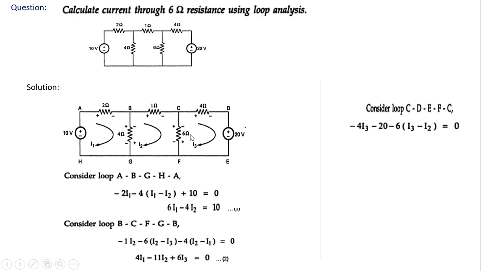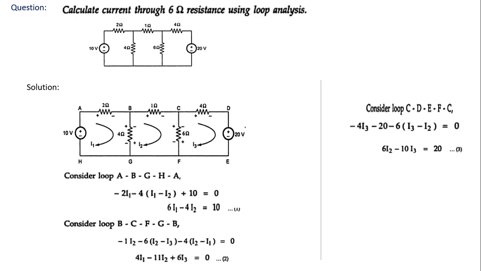And then consider the 6 ohm resistor, that is the voltage drop across the 6 ohm resistor. Here minus 6 of plus I3 minus I2. The reason for plus I3 is that the loop current I3 is always considered positive in the third loop, whereas I2 is opposite to that of I3, so minus I2. Simplify this equation, it gives 6I2 minus 10I3 is equal to 20. Consider this equation as number 3.